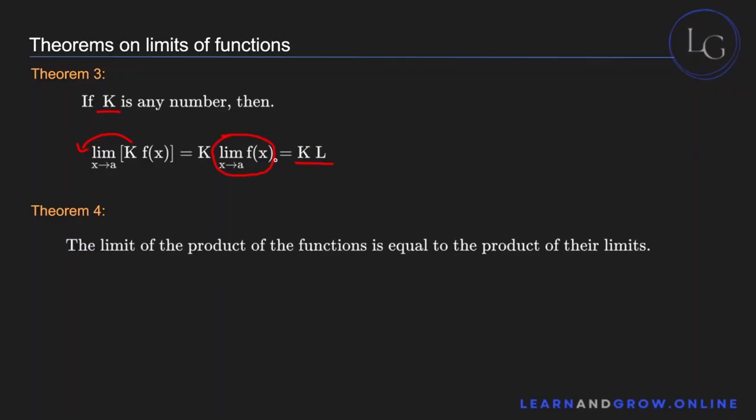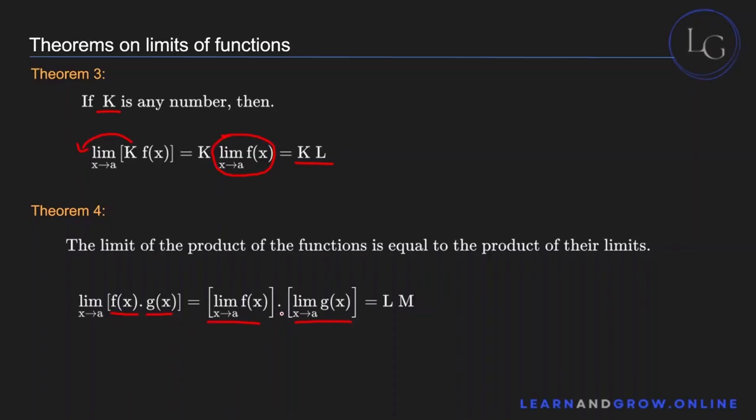The fourth theorem states that the limit of the product of the functions is equal to the product of their limits. What that means is this. Basically, the limit of the product of f of x and g of x as x approaches a is equal to the limit of f of x as x approaches a multiplied by the limit of g of x as x approaches a, right? So in this case as well, you can take the two limits outside and multiply the two functions, and that just becomes L into m, right?